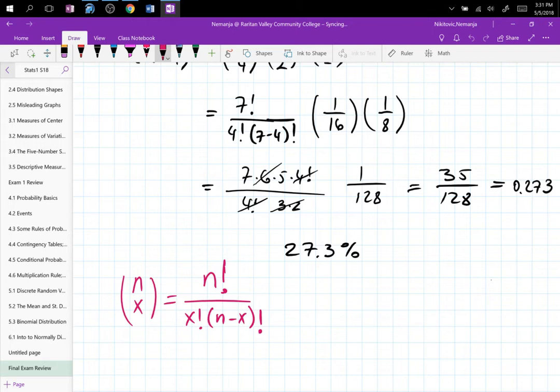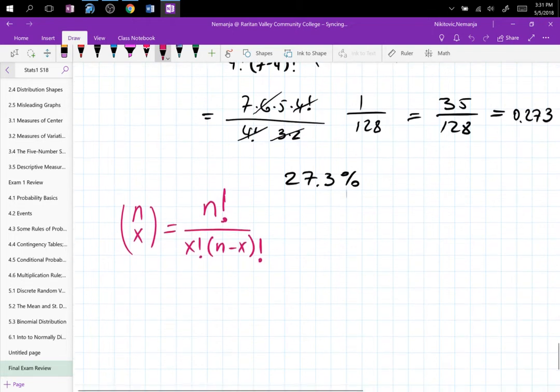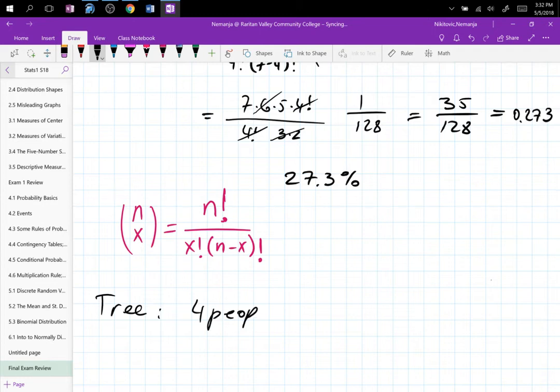Let's say a group of 4 people, and you're supposed to pick a president and a vice president. Draw the tree. Specs are 4 people. Need a president and a vice president.